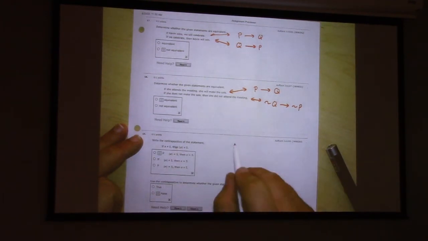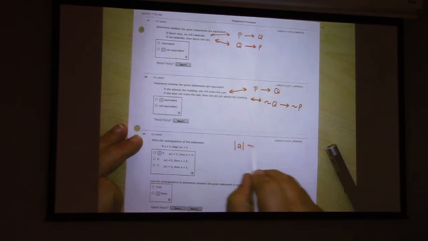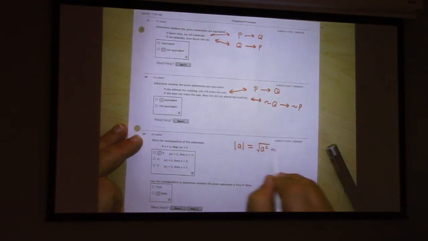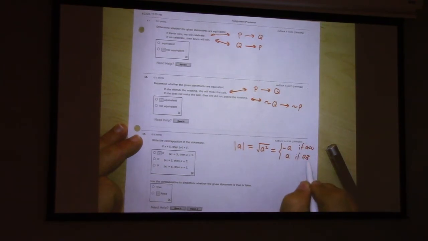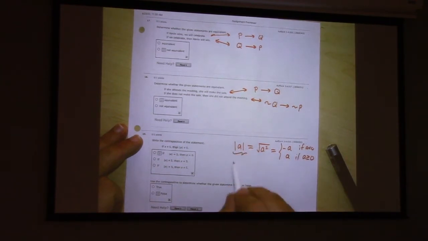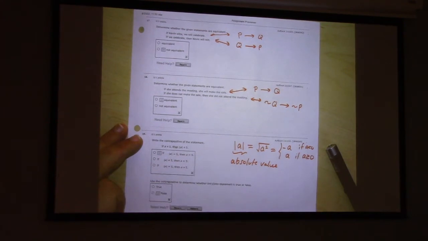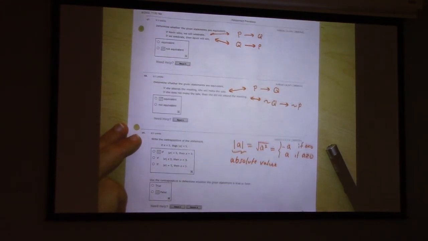So by the way, do you guys know what absolute value is? No. This is the square root of A squared. It is equal to minus A if A is less than 0. It's equal to A if A is greater than or equal to 0. This is the absolute value of A. There's a bunch of questions in your homework about that. If you don't know that that's absolute value, those questions won't make any bit of sense. All right, absolute value.